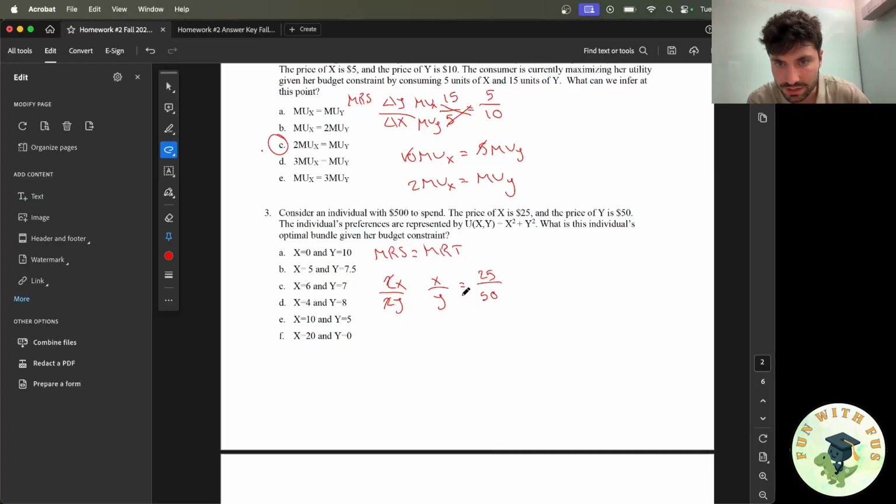And we're going to get 50X is equal to 25Y, and we can cancel that out. So 2X equals Y. Nothing crazy yet; this is pretty standard stuff. Then you would go back and plug that into our budget equation.